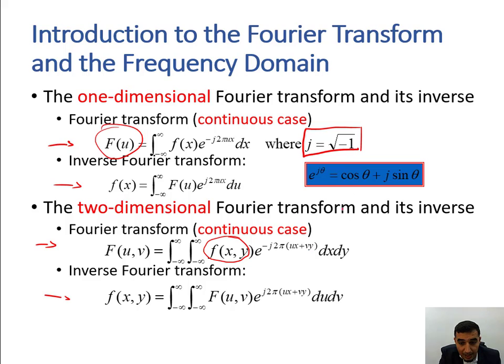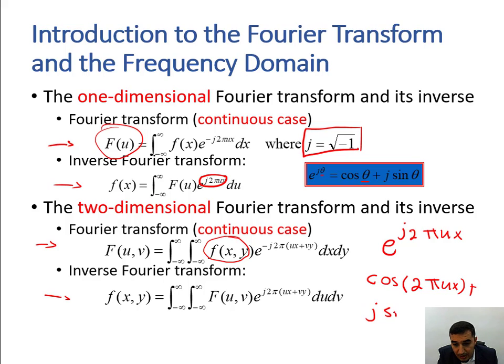Now, if we go back over here, this is e to the j 2 pi ux. What does this mean? This is equal to cosine theta, where theta is 2 pi ux, plus j sine 2 pi ux. We are going to apply the same thing over here, but this time with dx and dy, and for u and v.